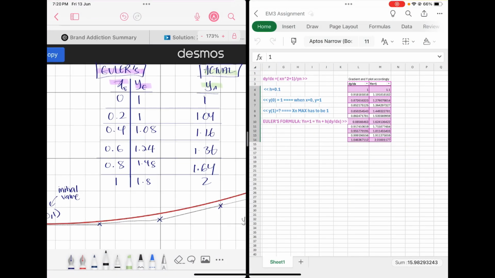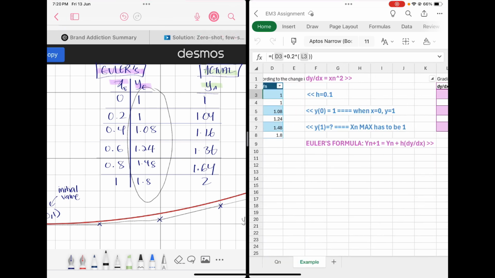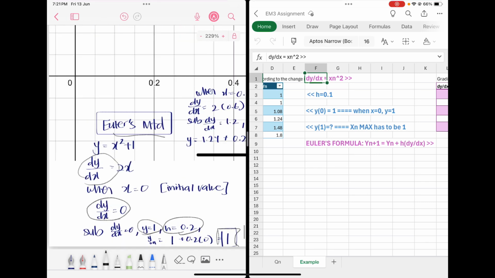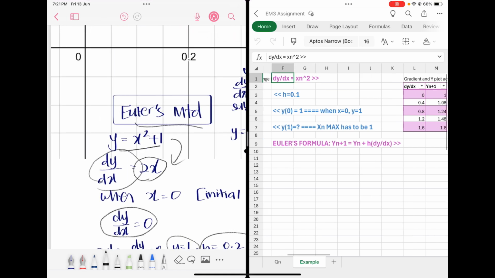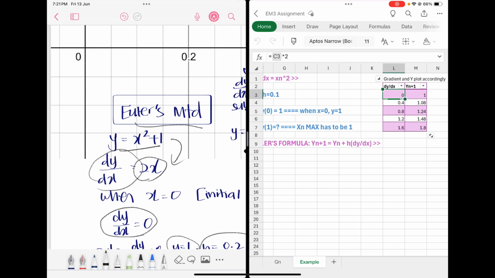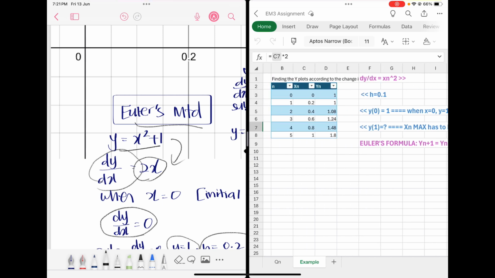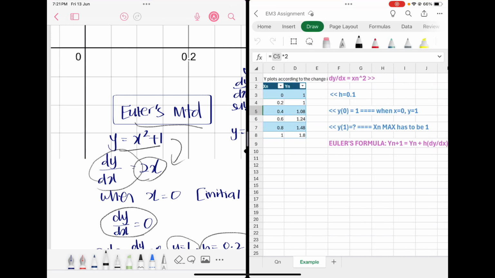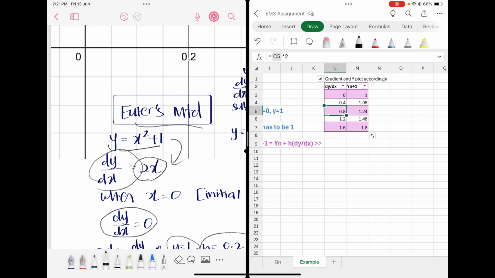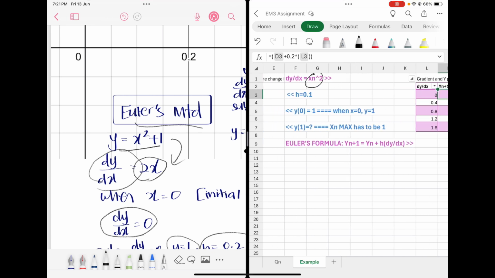Now, to cross-refer to ensure that these y values are correct, I've used my Excel sheet. I've changed the dy dx over here according to the dy dx here. Differentiate this equation, you get 2x, which I've changed accordingly. And I've used the values of column C as I'm using the x values here. And I'm using the Euler's method formula again.